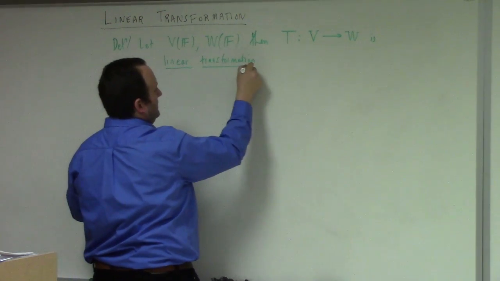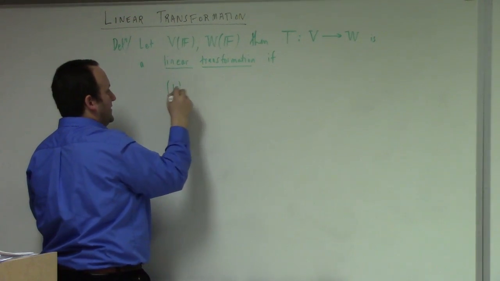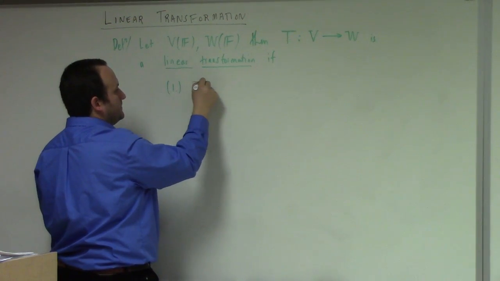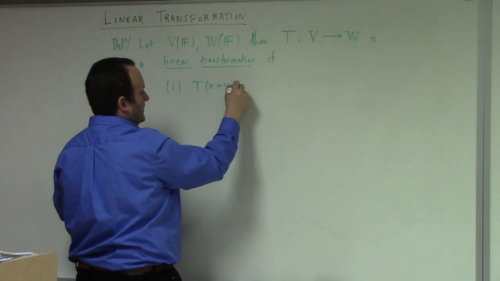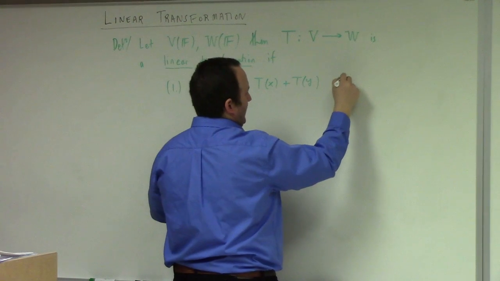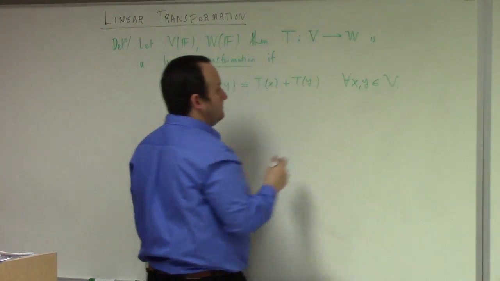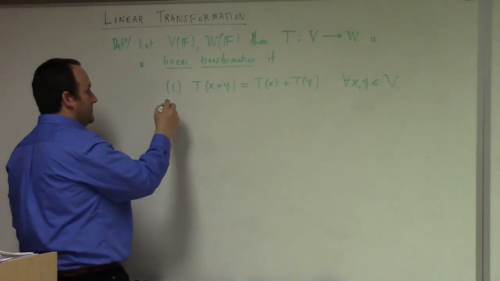Linear transformation, if you have the following two things. Number one, you have additivity. So we have T of x plus y is T of x plus T of y. That has to happen for all x and y in V, in the domain. And so that's additivity.